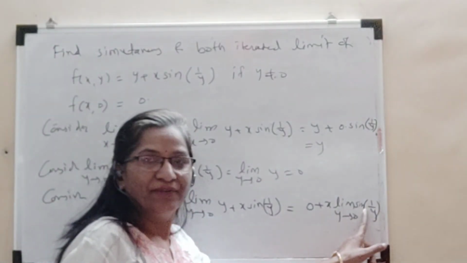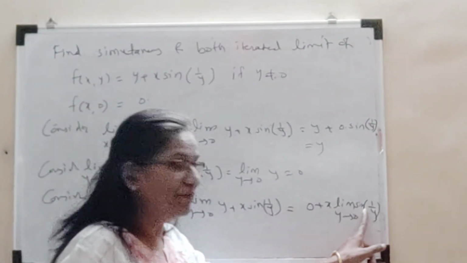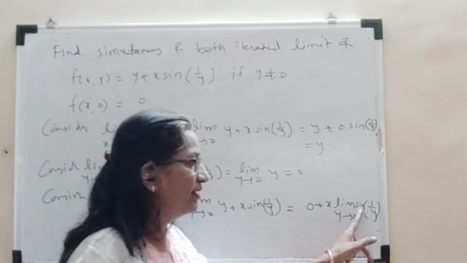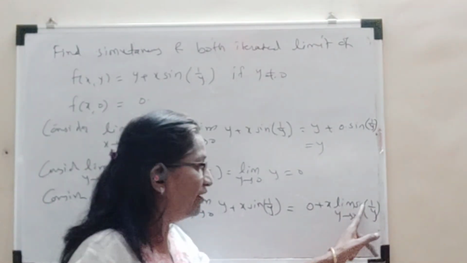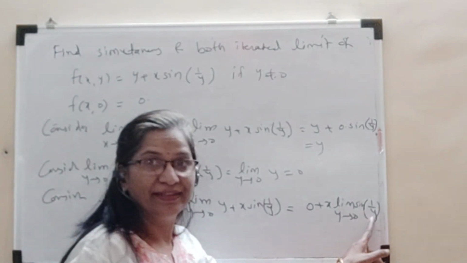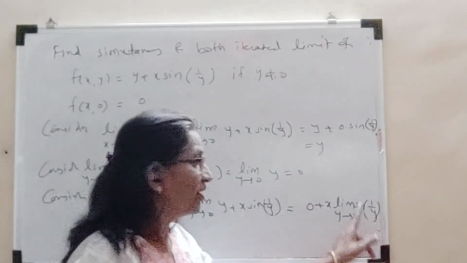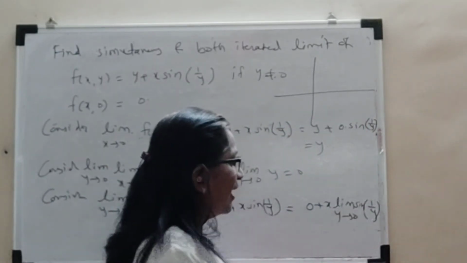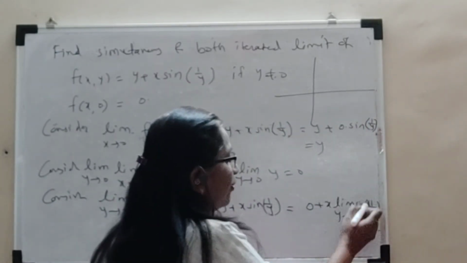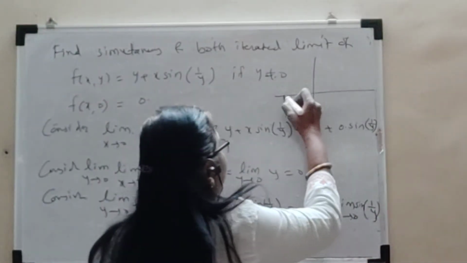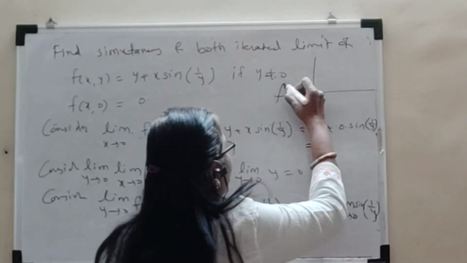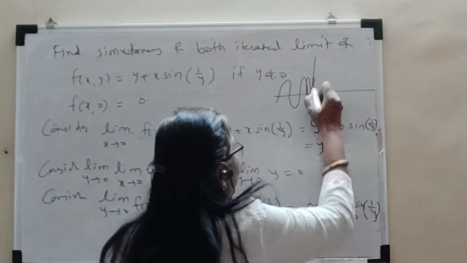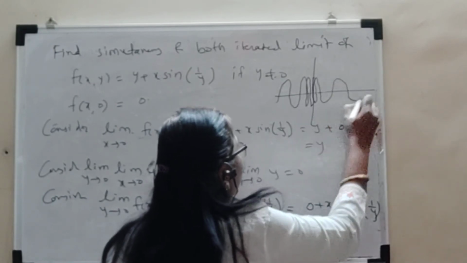Now from the function of a single variable, we know that the limit when y tends to 0 of sine of 1 by y does not exist. It has multiple values. What is the graph? So look at the graph. At the origin, this sine of 1 by x function fluctuates like this one. Initially it is like this, and at the origin it fluctuates like this.